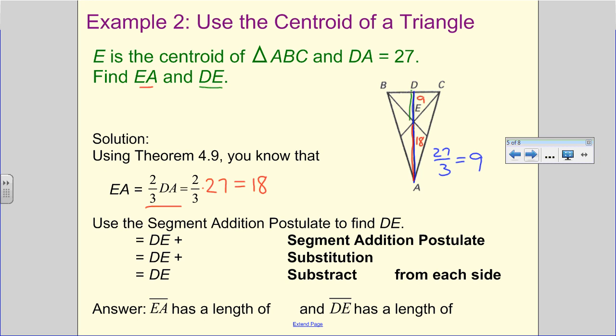Because we go through and use segment addition. DA, the long segment, is made up of DE plus EA. And so if I substitute in what I know, DA is 27 and EA is 18. We're going to subtract that 18 from each side, and I get 9 is equal to DE. So we have EA is equal to that 18, that 2/3 of 27, and DE has a length of 9.